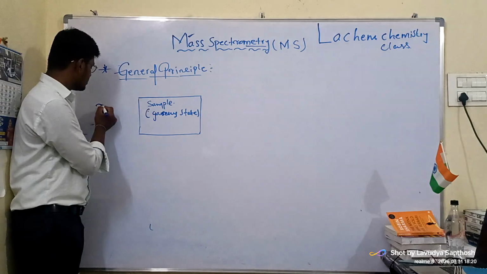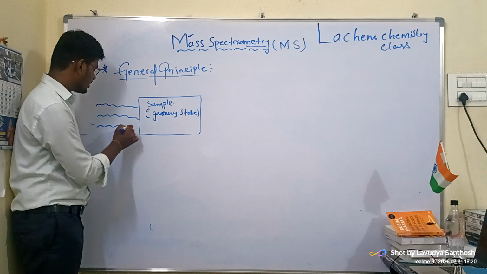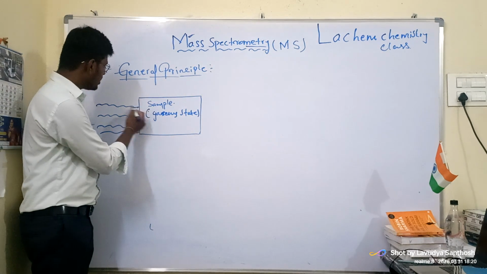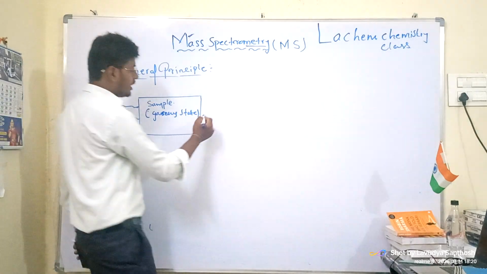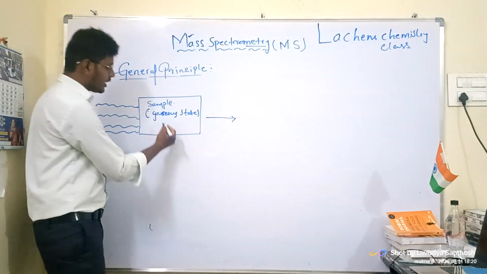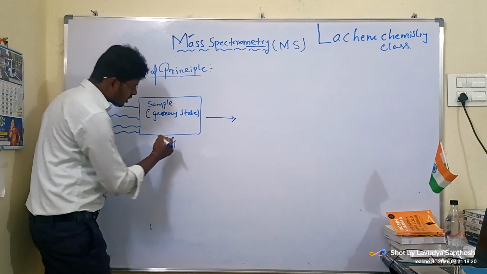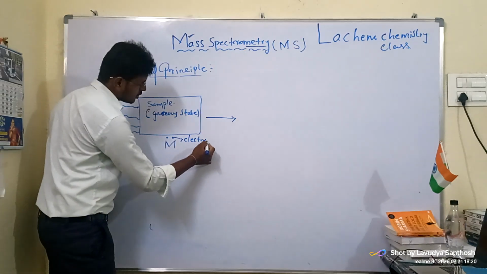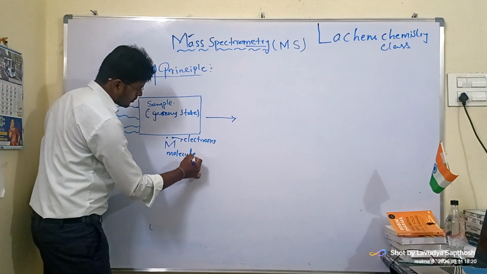Now when you apply electron beams to this sample, this is not energy, it is electron beams, there is a formation of a molecular ion. Now here you see, this is the structure of the molecule. These are the electrons.